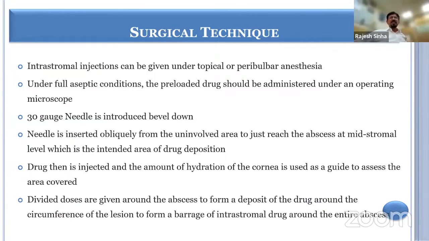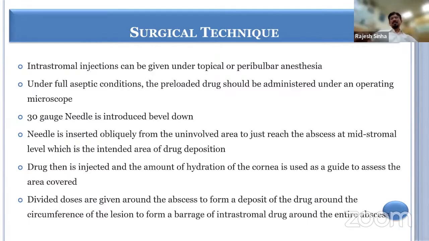You use a 30 gauge needle. It is introduced bevel down. The needle is inserted obliquely from an uninvolved area, and you reach the edge of the infiltrate, and then you inject. When you inject, you see the amount of hydration that it is causing. And then you again go to the other side. And this is how you create a barrage of hydration all around the infiltrate.